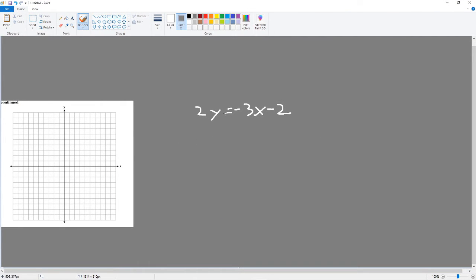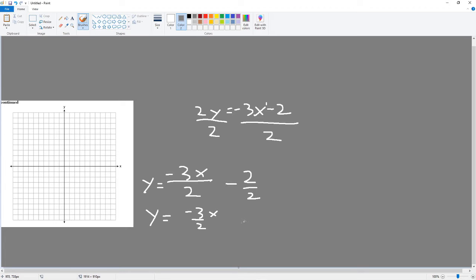If we want a graph, the best thing we can do is make this into a y is equal to format, right? And we are working with a linear equation, right, because x is to the degree 1. So let's divide by 2 to both sides. So now we have negative 3x over 2 minus 2 over 2, which basically simplifies to negative 3x over 2 minus 1, right?